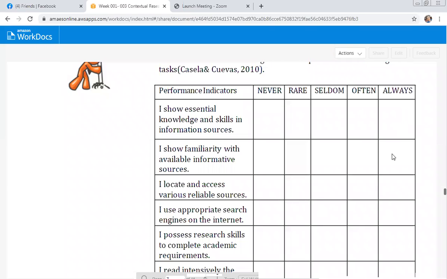Papel. Ipipicturean ko yung maayos na papel. Sulat mo nga. Often. Number 1, often. Oo, hindi often.